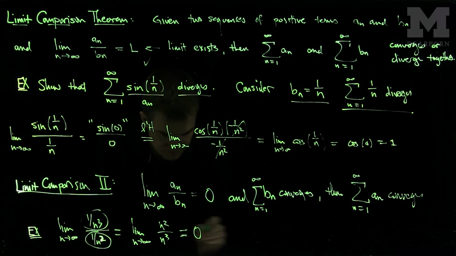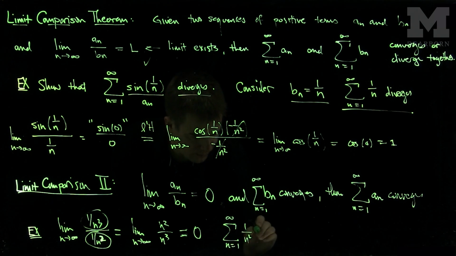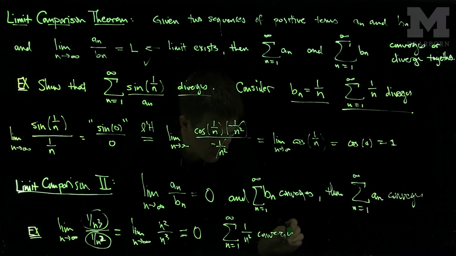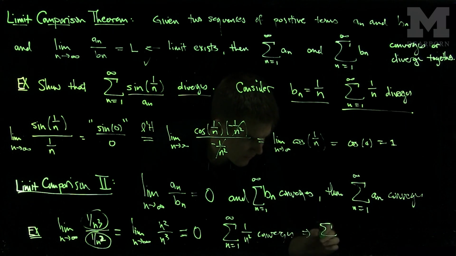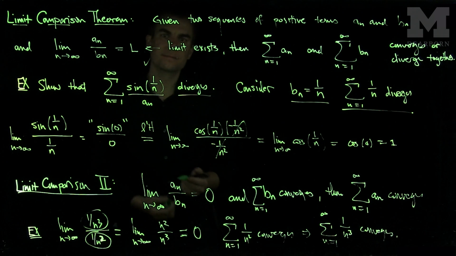So since the sum n goes from 1 to infinity of 1 over n squared converges, this implies the sum n goes from 1 to infinity of 1 over n cubed converges. Thank you very much.